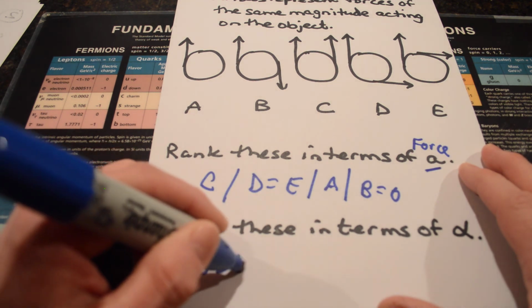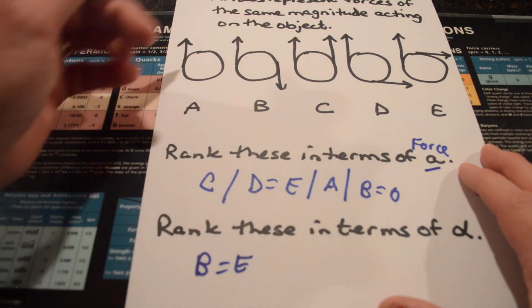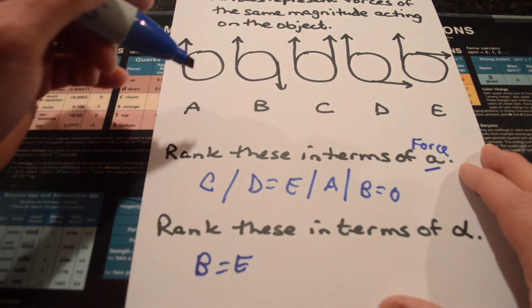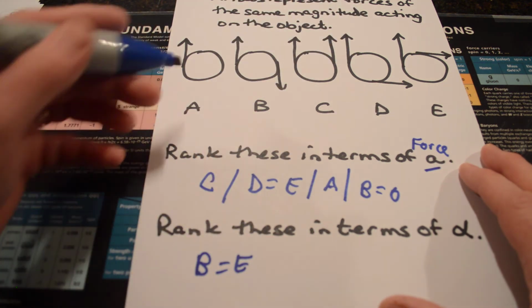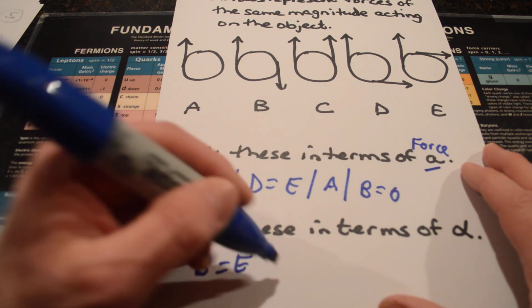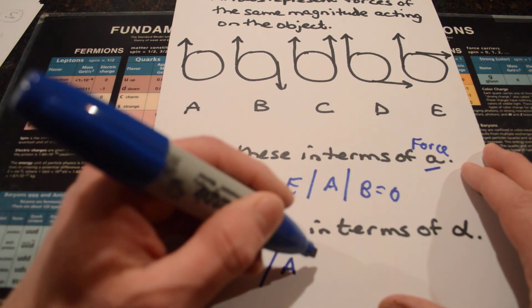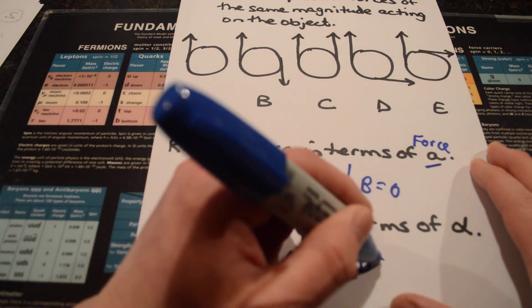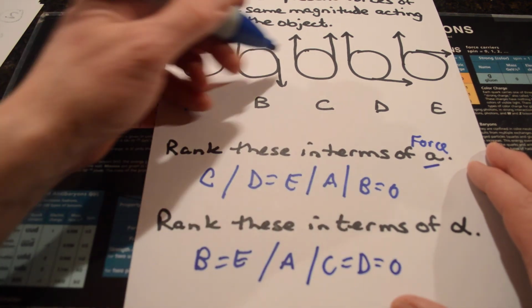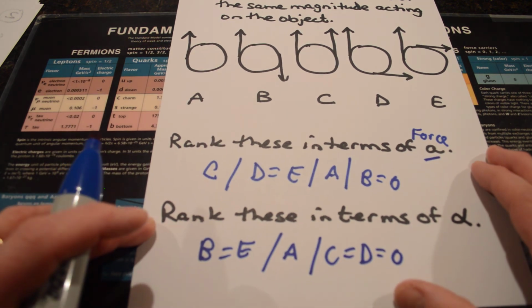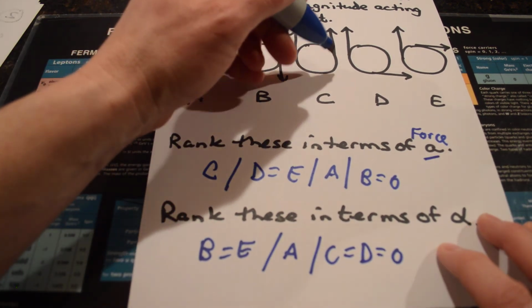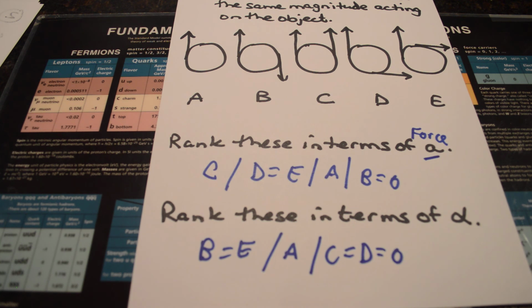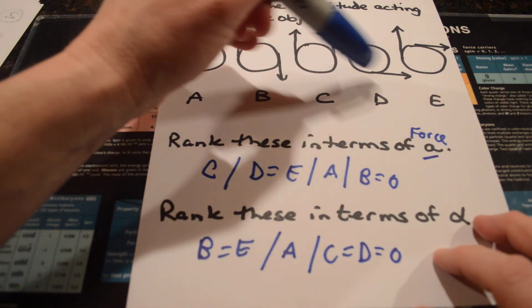I'm going to say B and E are both going to give you twice as much torque in the clockwise direction. Then I'm going to rank A next, and then I'm going to rank C and D as 0 because they're going to produce no net torque on the object, because the two forces are producing torques in opposite directions. So C and D are going to cancel.